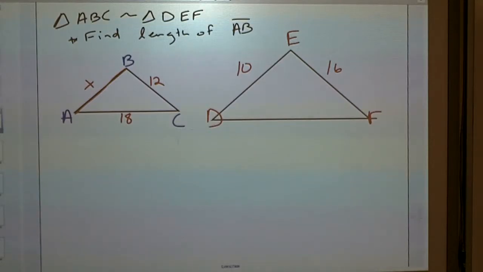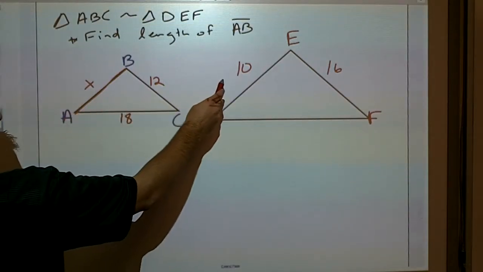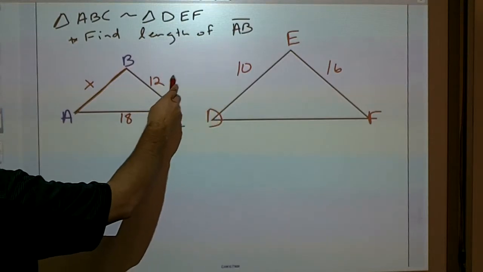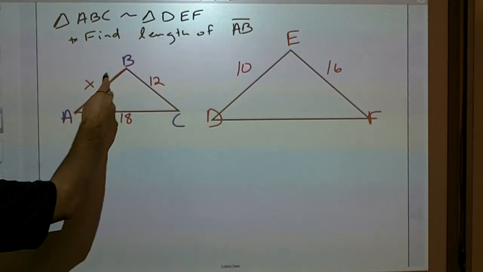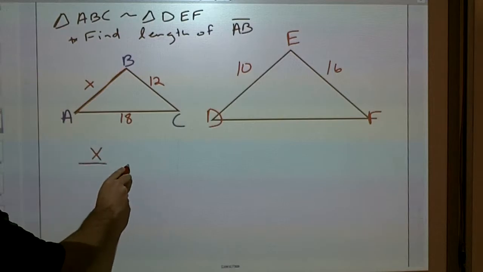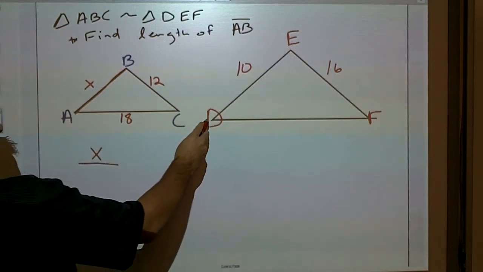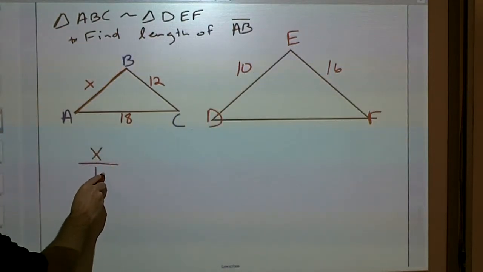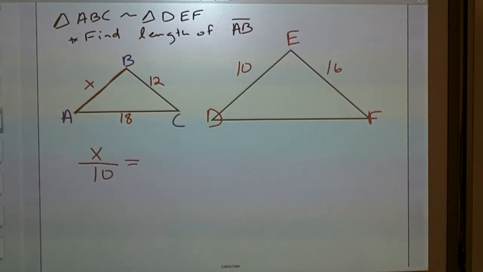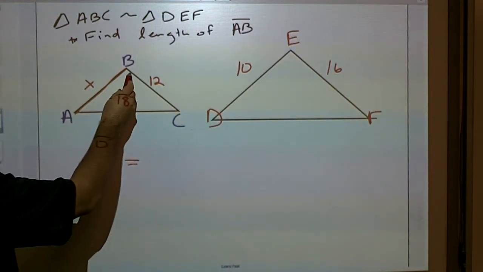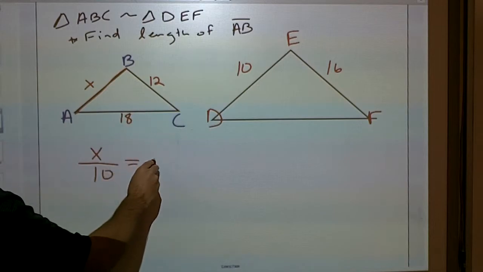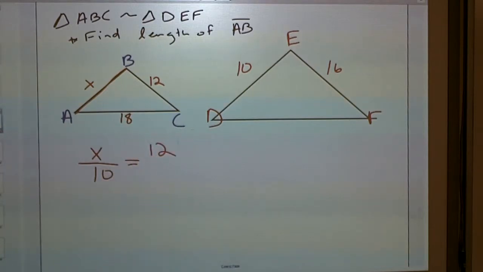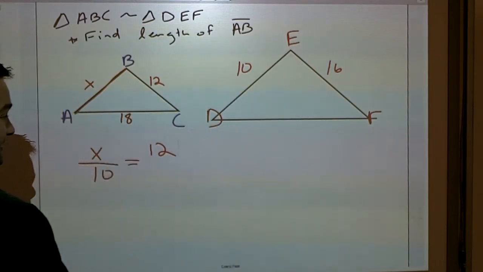Okay? And we're going to compare the smaller over the bigger to the smaller over the bigger. So what we do is we say from A to B, that's X over the corresponding side length of 10. So X over 10 has got to be equal to our smaller to our bigger, or 12 to its corresponding side length, which is 16.